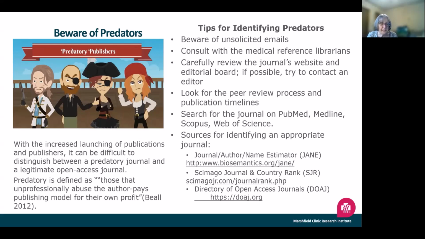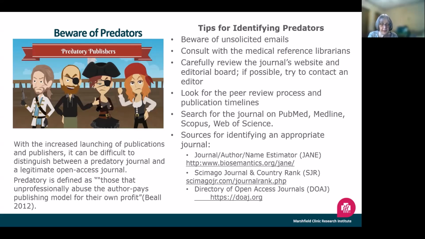Look at the journal's website. Look at their editorial board. Try to contact their editor or some of the members of their editorial board. A lot of predatory journals will list legitimate scientists as members of their editorial board, but they're really not. So try to contact those people. Look for their peer review process and their publication timelines. Most predatory journals, not all, but most, won't really have peer review. And if they tell you that they can publish your paper within a week or two, that means they don't have a peer review process. Anybody who has done peer review knows that peer review is not going to happen in one or two weeks.